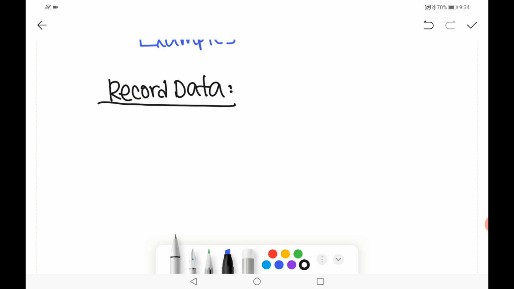In SPM, in your science paper 3, they will always ask you to record data, no matter chemistry, physics or bio. When you want to record data, there are only 2 important things. The first one is decimals. The second one is unit. So when you want to record the data, you must always know how many decimal points you should use and what unit you should put on.